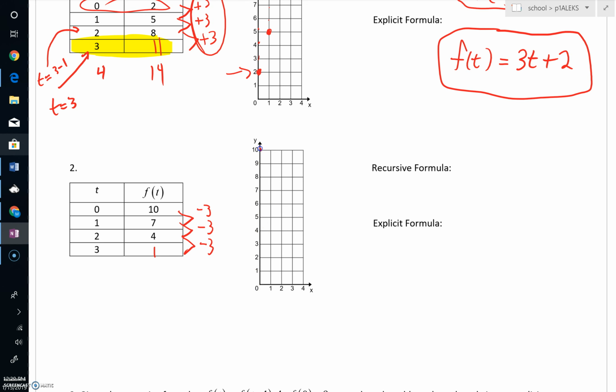Well, 0 comma 10, that's way up here. 1 comma 7, that's right over here. 2 comma 4, that's right here. 3 comma 1, that's right over here.